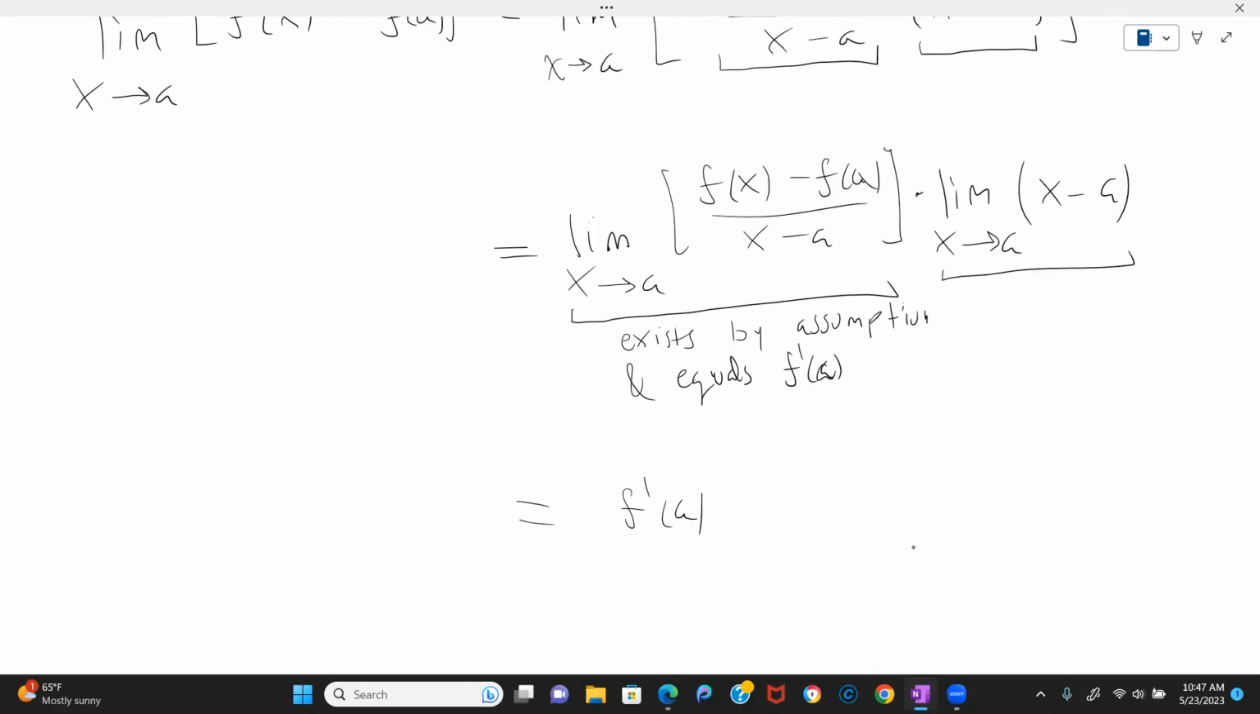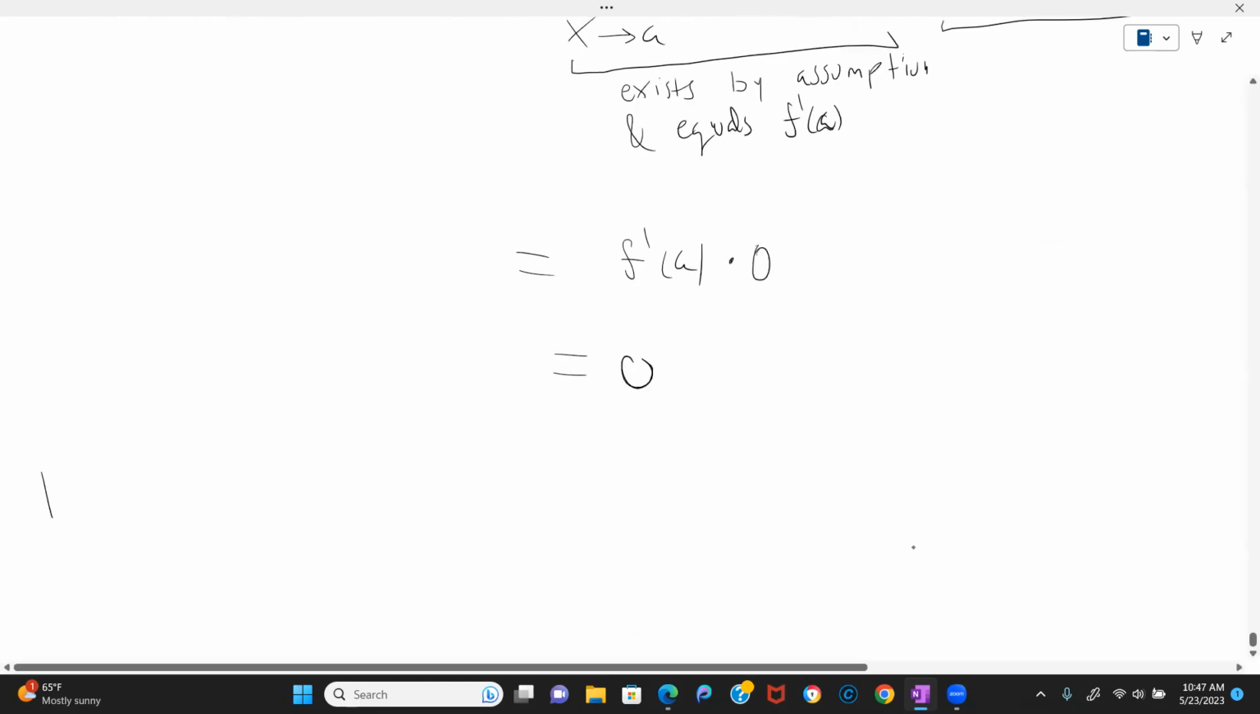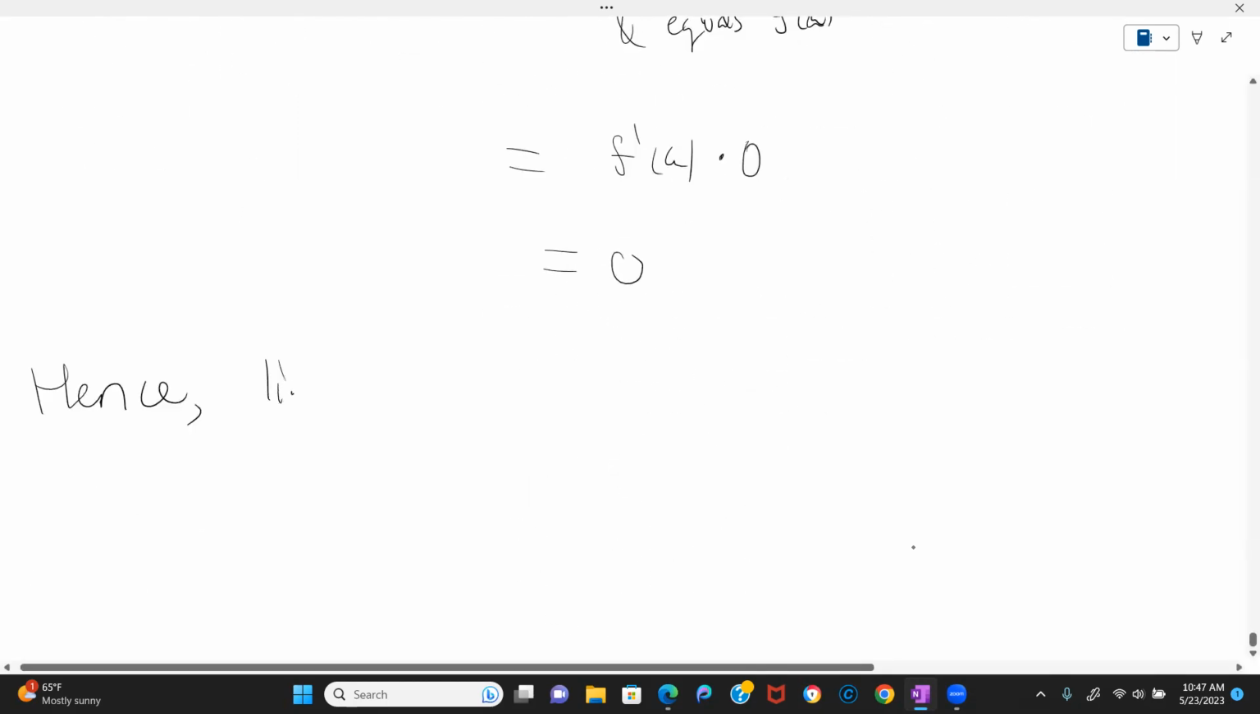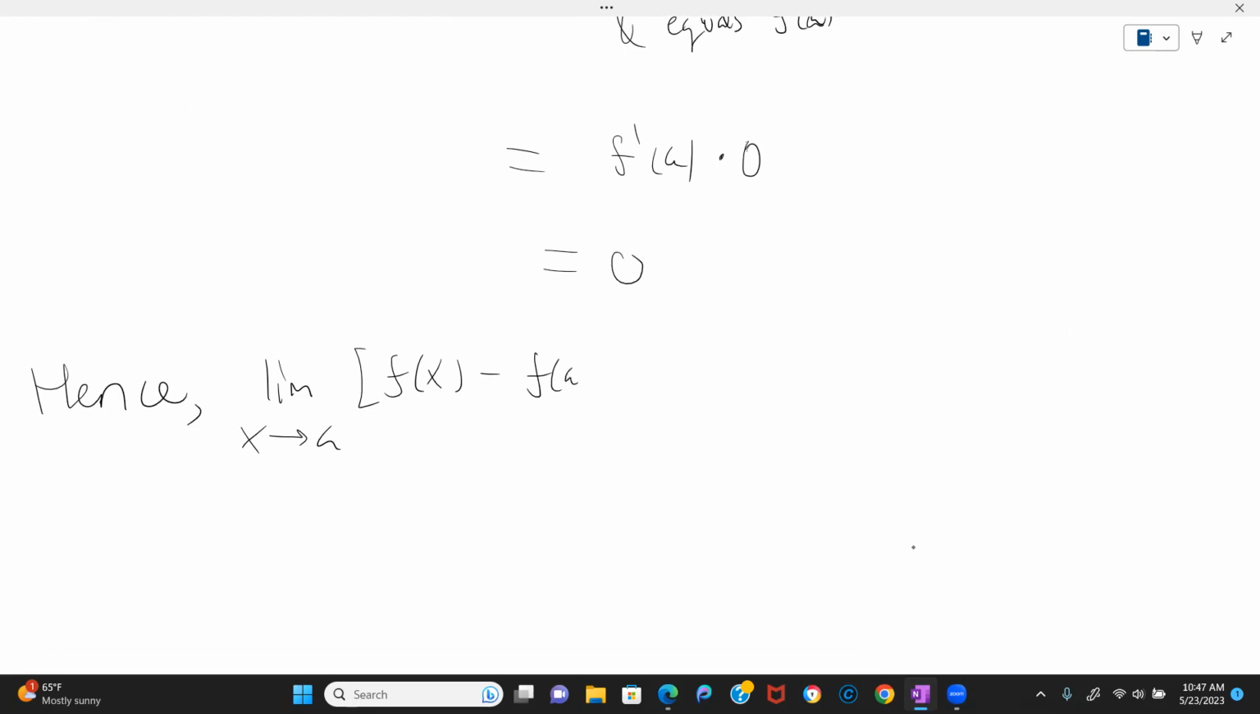Now what about this part though? Well, as x goes to a, x minus a should go to 0, so this is going to be 0. So the overall limit is going to be equal to 0. Hence this limit up here equals 0. Let's write that down right here: the limit as x goes to a of f of x minus f of a is equal to 0.